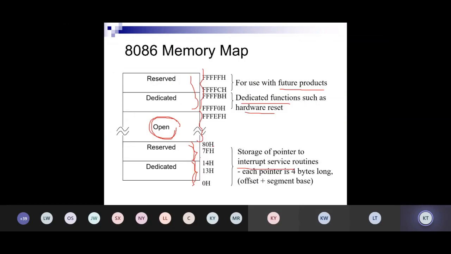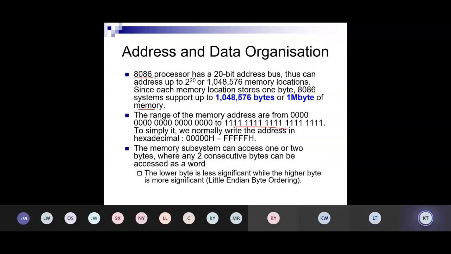If you look at the previous slide, it starts at 0 hexadecimal up to FFFFF. So this is the address in hexadecimal, to make it easier to read. The memory subsystem can access 1 or 2 bytes, where any 2 consecutive bytes can be accessed as a word. The lower byte is the last 8 bits. 1 byte is equal to 8 bits. So 2 bytes is equal to 16 bits, and 16 bits is equal to 1 word.